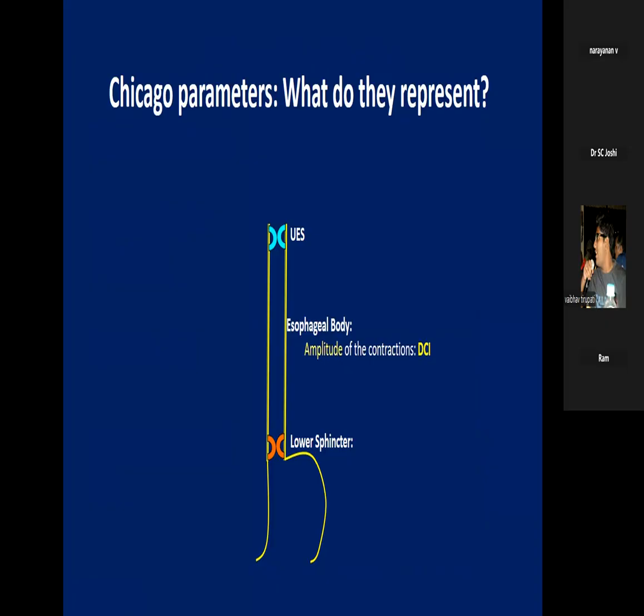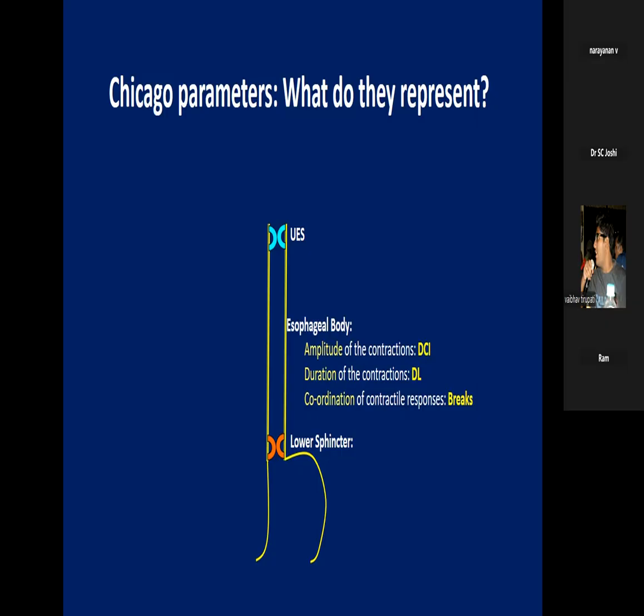The distal contractile integral represents the amplitude of the contractions and the duration of the contraction in the esophageal body. The distal latency tells you about how long it takes for the food bolus to traverse the entire esophagus to reach the lower esophageal sphincter ampulla. And finally, breaks tell you about coordination of the contractile response. Chicago has done away with breaks because even if there are big breaks, the DCI is going to be lower anyway. So breaks don't always necessarily require. If your DCI is low, it indicates there is a big break.